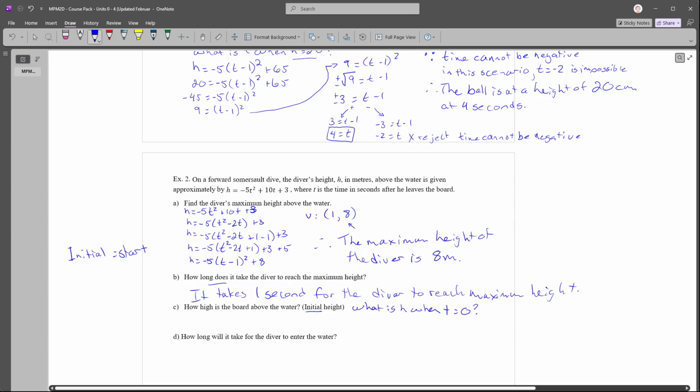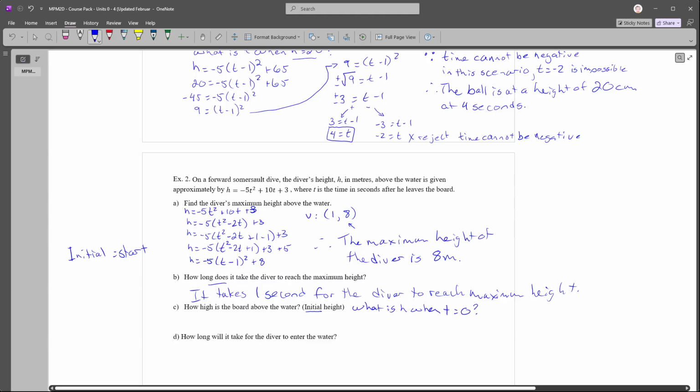So how high is it above the water? That means we just need to substitute, okay? We're going to substitute 0 into our equation. Now, we can substitute it into either equation. It will work just fine. Last time I substituted it into vertex form, if you recall. This time, I'm going to substitute it into the original relation, just so you can see that we can do both.